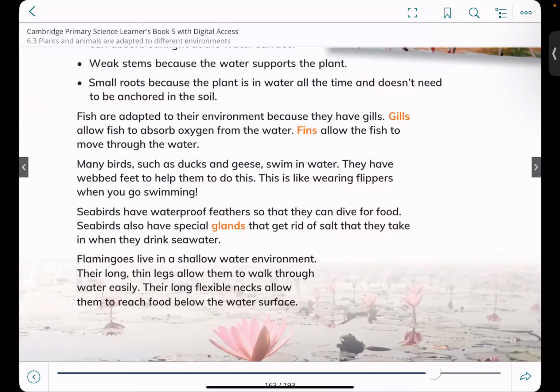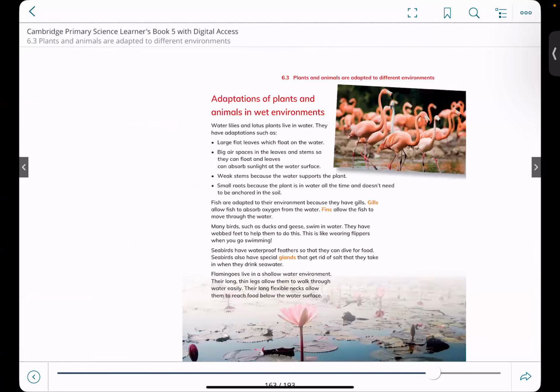Now, sea water is injurious to our health. We cannot consume water which has a lot of salt content in it, right? So these seabirds have a special gland that helps them to get rid of the salt when they are drinking the sea water.